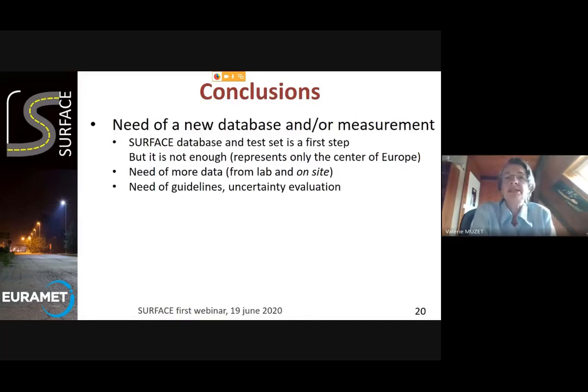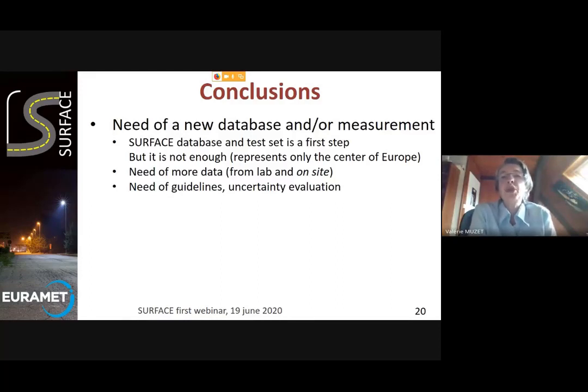So there is a need to have a new database and to make more measurements. Our database in Surface is a first step. We chose a test set, but we are not really happy with this because it's not enough. We really represent only center of Europe, and this is not enough. And we really need more data.